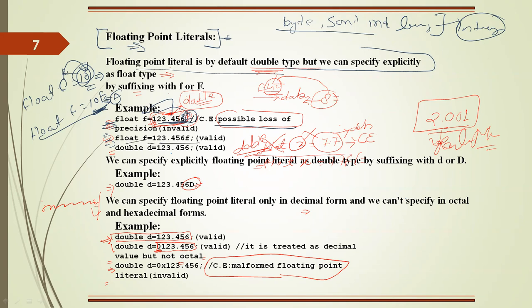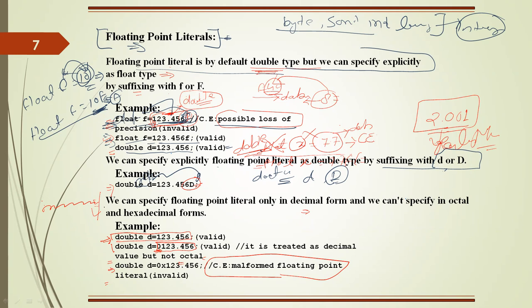So here, float is like this. Double you can use here. Then it won't give any error. Right? So double d equals to, this is valid. We can specify a floating point literal explicitly as a double type by suffixing it with D or d. If you want to declare a double value, then you can use a small d or capital D. So the developer can easily understand this is a double value. If you use double and initialize with the float, it will not work. Okay.